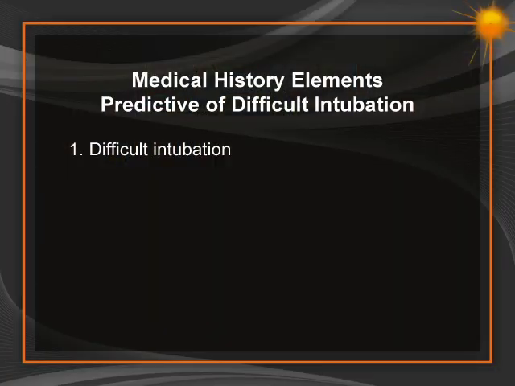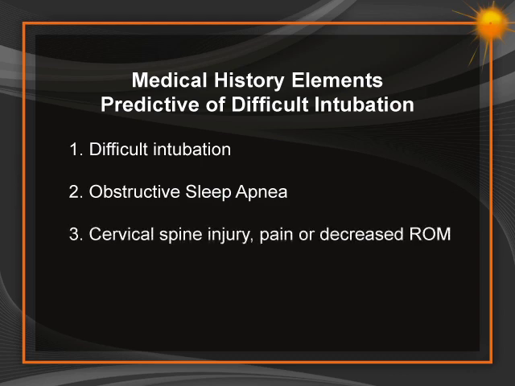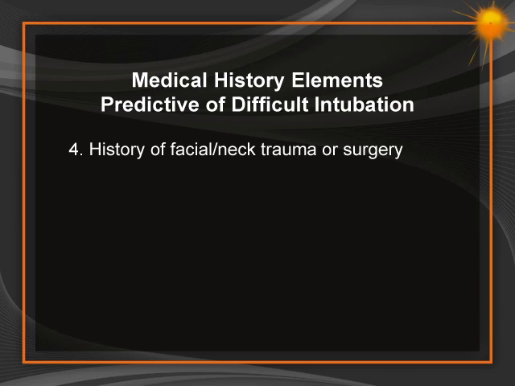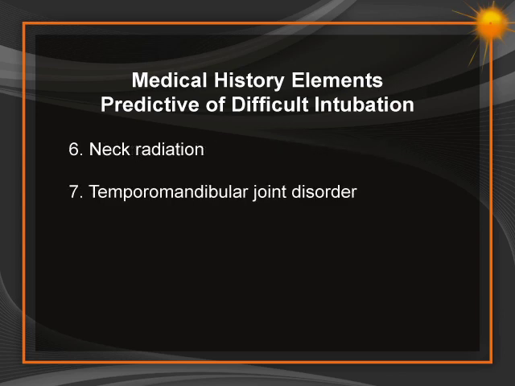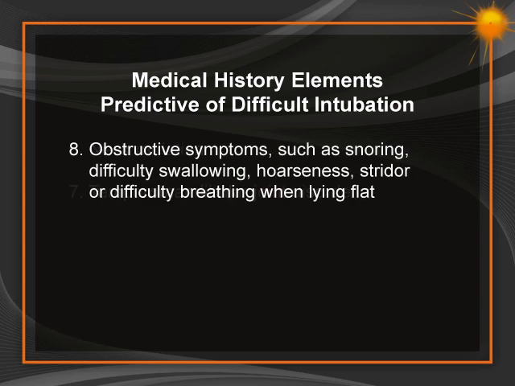equally important. To determine if a patient will be challenging to intubate, ask about history of difficult intubation, history of obstructive sleep apnea, history of C-spine injury, pain, or decreased range of motion, history of facial or neck trauma or surgery, history of facial, neck, or mediastinal mass, history of neck radiation, temporomandibular joint disorder, history of obstructive symptoms such as snoring, difficulty swallowing, hoarseness, stridor, or difficulty breathing when lying flat.